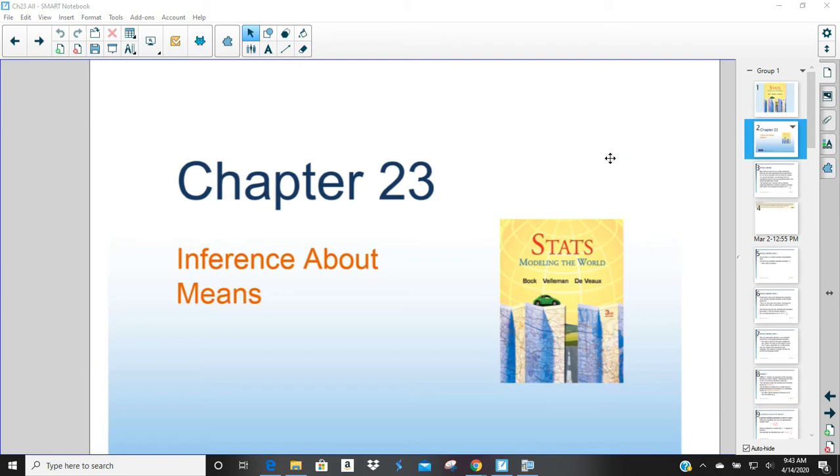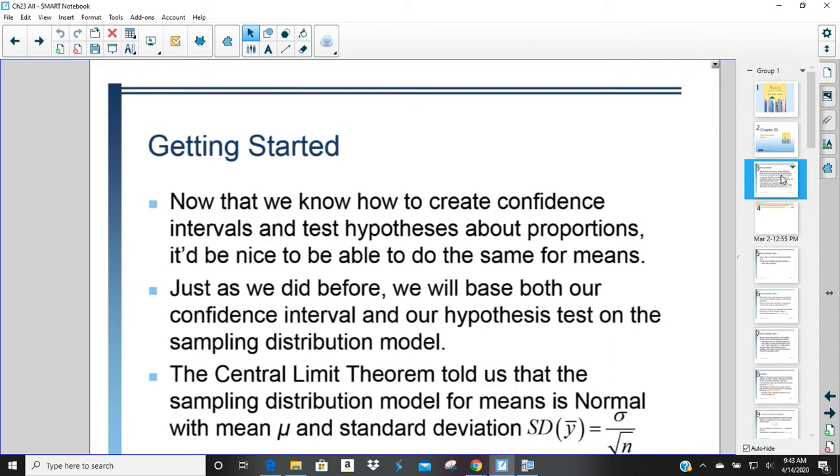We're on chapter 23, which is inferences about means. What we were doing in the previous chapter was doing inference, which is confidence intervals and hypothesis testing for proportions. So of course, the question is, if we're able to do it for proportions, can we also do it for means? And the answer is yes, of course we can. The next few chapters are going to be about doing inferences for means.